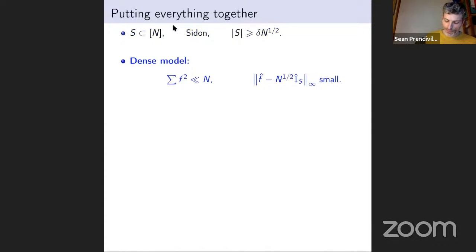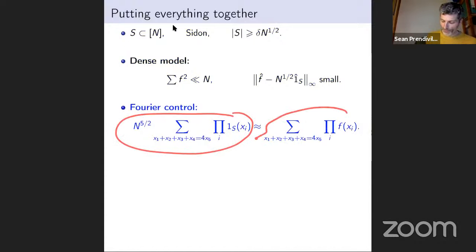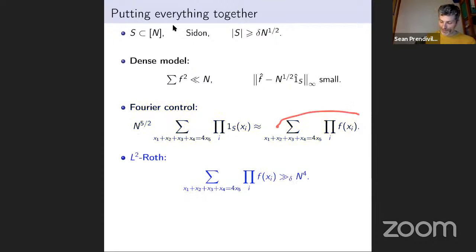We construct a dense model, a function with L2 norm behaving like the L2 norm of an indicator function, which is Fourier indistinguishable from our rescaled Sidon set. Their solution counts are comparable by the Fourier control lemma, once you've got this rescaling coming from this factor here. And we know the right-hand side is large by our L2 variant of Roth's theorem, which is really just a tweak of our counting version of Roth's theorem in many variables.